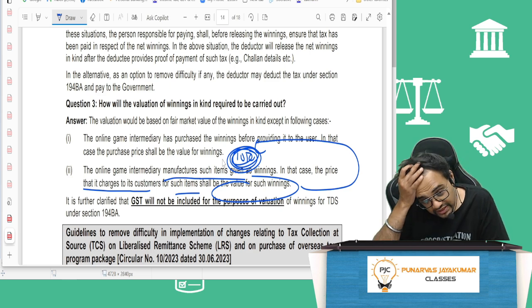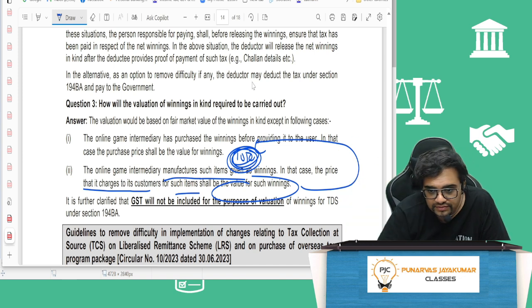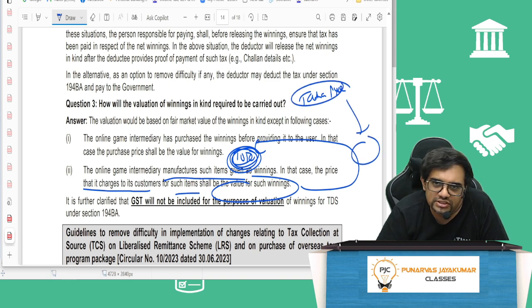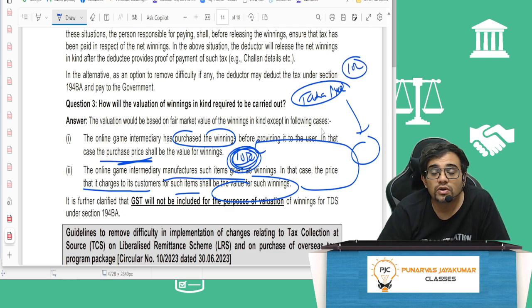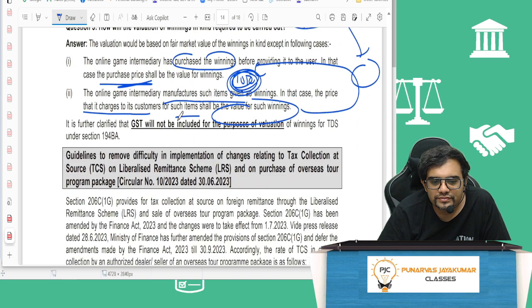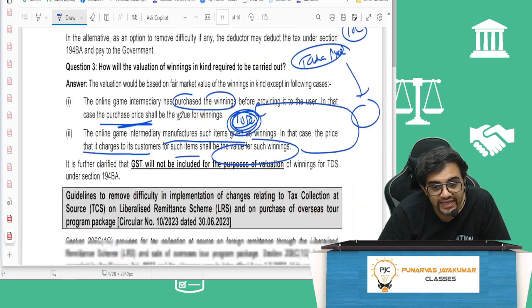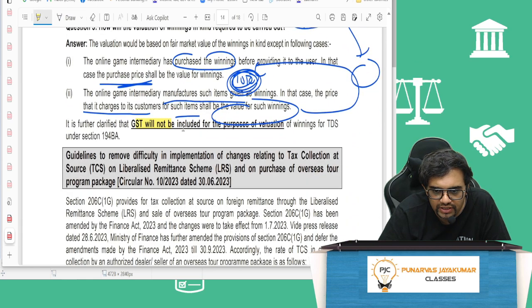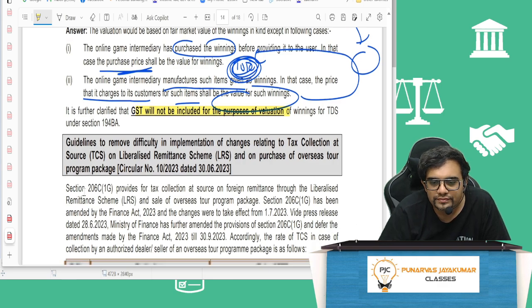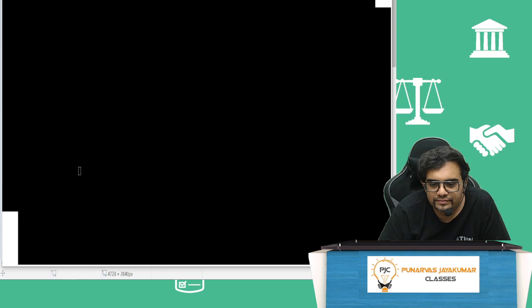On the other hand, if Reliance Jio is buying a car, a Tata Nano car, and giving it to the customer who won, then it has purchased the winnings, so the purchase price applies. It has bought the Tata Nano car at 10 lakh rupees. So what will be the value of the winnings? 10 lakh. Very, very simple. So this is about winnings. And again, guys, GST will not be included for the purpose of valuation. GST will not come.